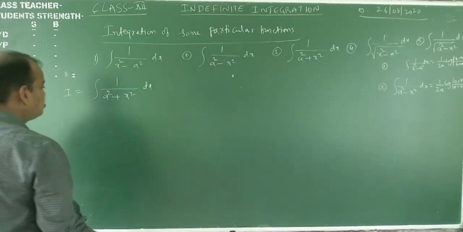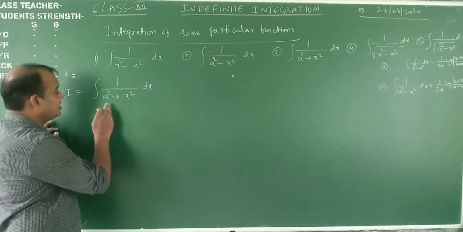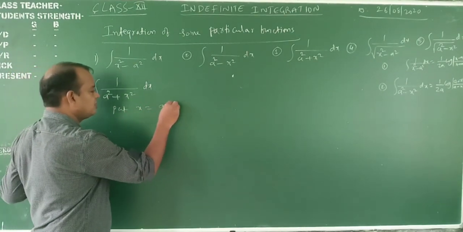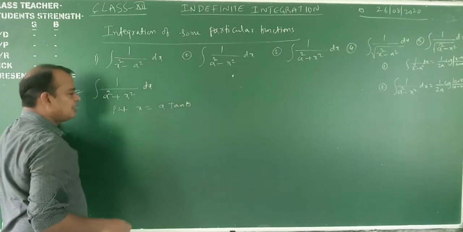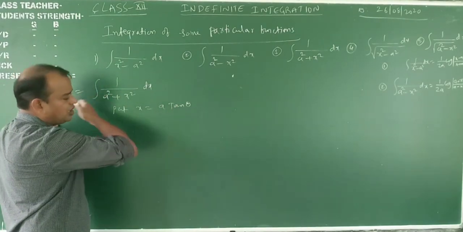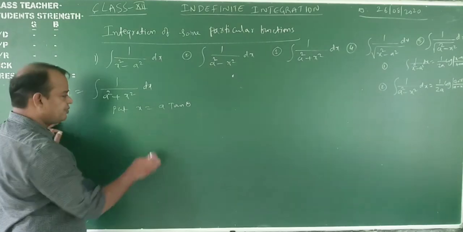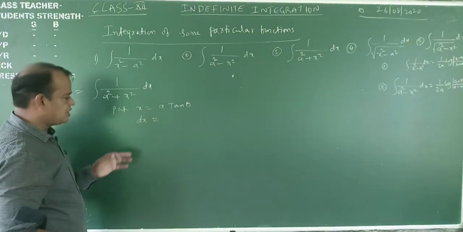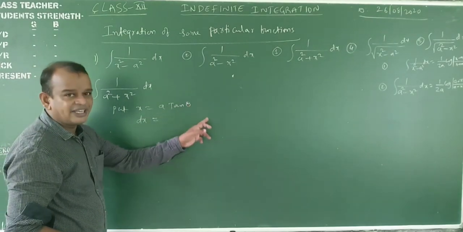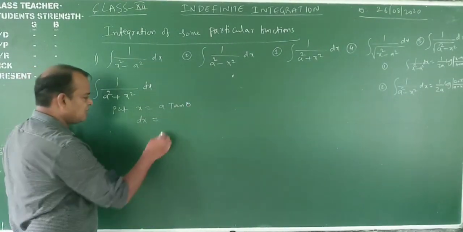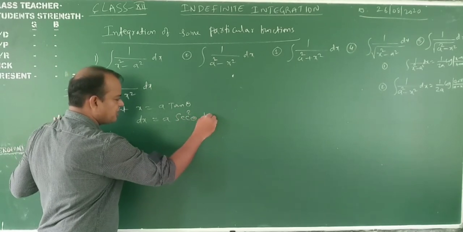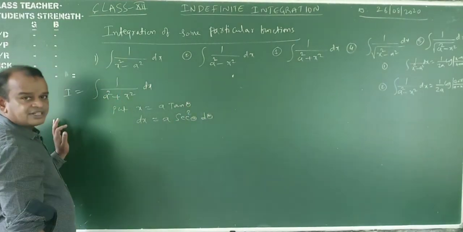Now here 100% put x is equal to a tan theta. Whenever we substitute, in terms of theta, the total integration will be changed into theta. Now dx, differential of x: derivative of x with respect to theta, dx by d theta, cross multiplication, no problem at all. dx is equal to a into derivative of tan theta, a secant square theta d theta.